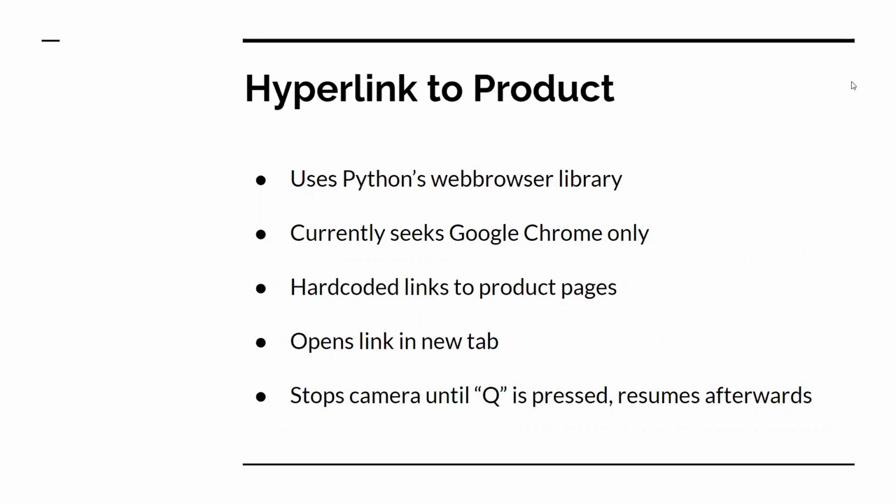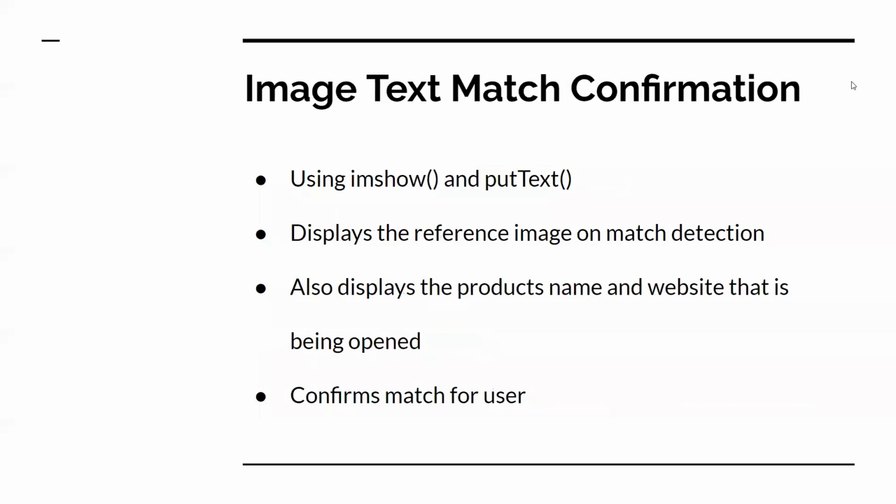So you can look at the product page and then you can press Q and keep the camera feed going, and then it'll keep detecting objects after that. I'll pass it off to Wisam.